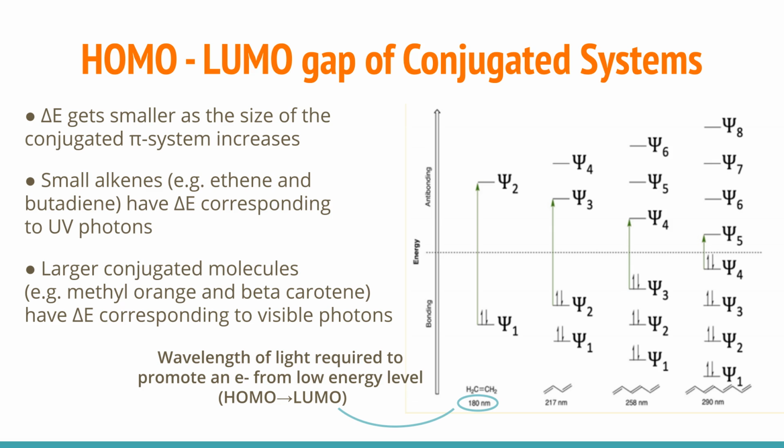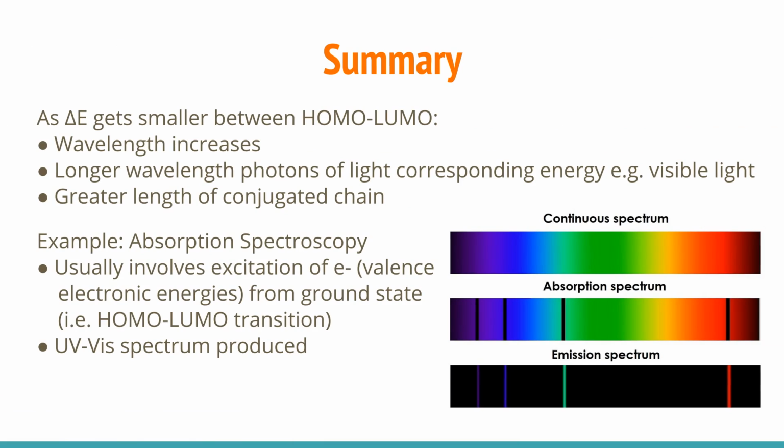Smaller alkenes have delta E corresponding to UV photons, whereas larger conjugated molecules have delta E corresponding to visible photons. As the HOMO-LUMO gap gets smaller, the energy difference decreases and the wavelength of photons required to excite an electron from HOMO to LUMO increases. The longer the photon's wavelength, the lower its energy, i.e., towards the visible light spectrum. As the energy gap, delta E, gets smaller between HOMO and LUMO, the length of the conjugated chain increases.